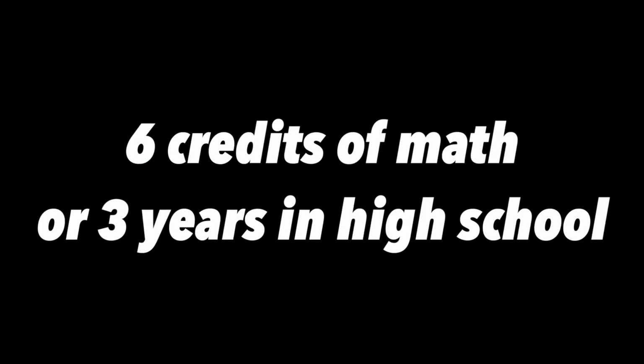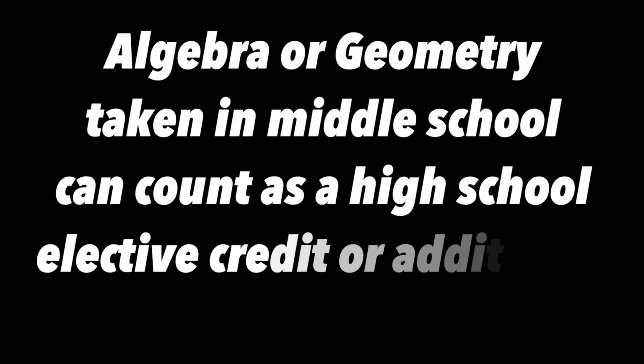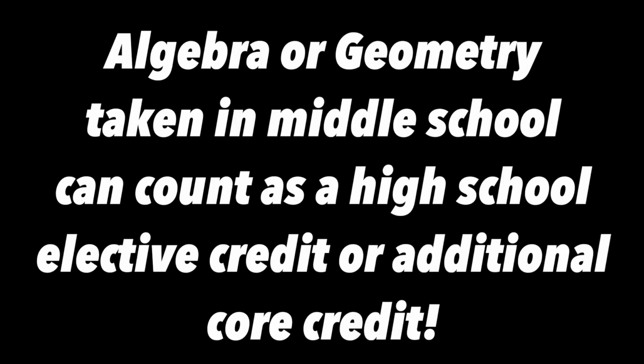Now look at your transcript and find the math classes you have taken. Fill in your grades on the graduation checklist. All students need 3 years of math in high school or 6 credits. Even if you took algebra and/or geometry in middle school, you are still required to complete 3 years of math or 6 credits in high school.